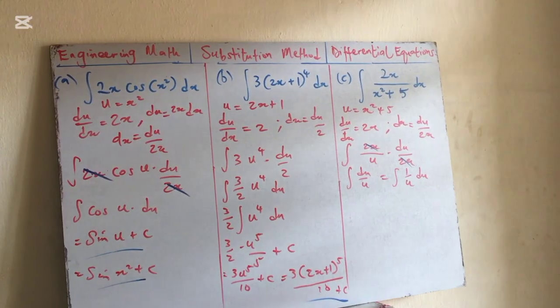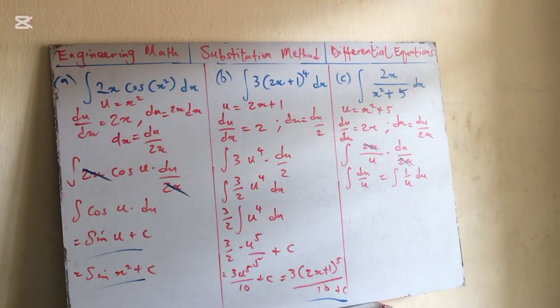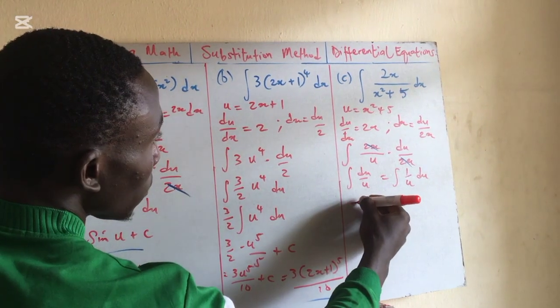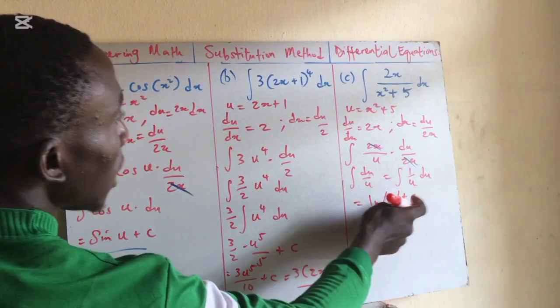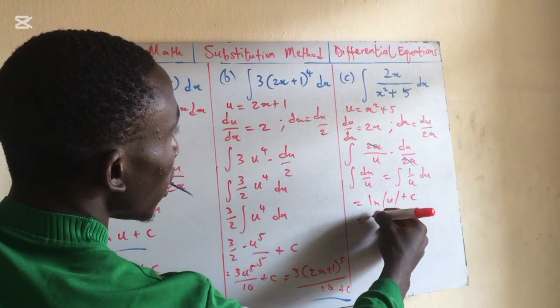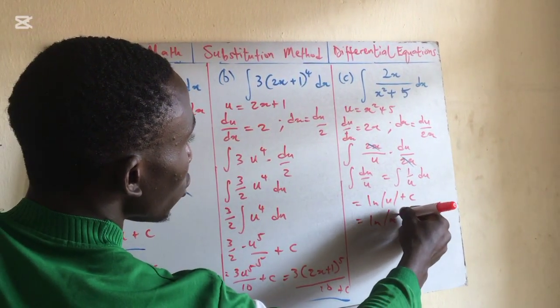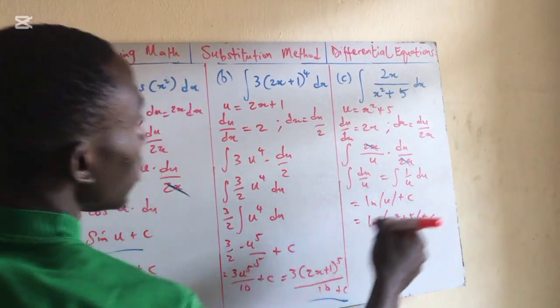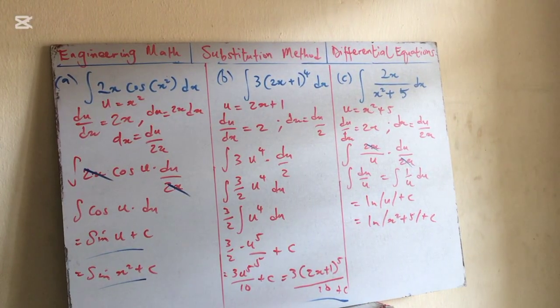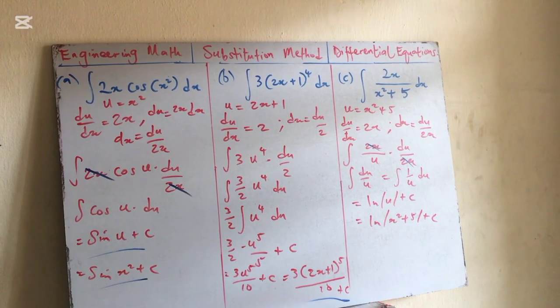And when you are integrating 1 over anything, it's going to be ln of that variable. So you just say equals ln u plus c. Now what is u? x squared plus 5. So it is ln of x squared plus 5 plus c. So that is that. So we are going to move on to this last one.